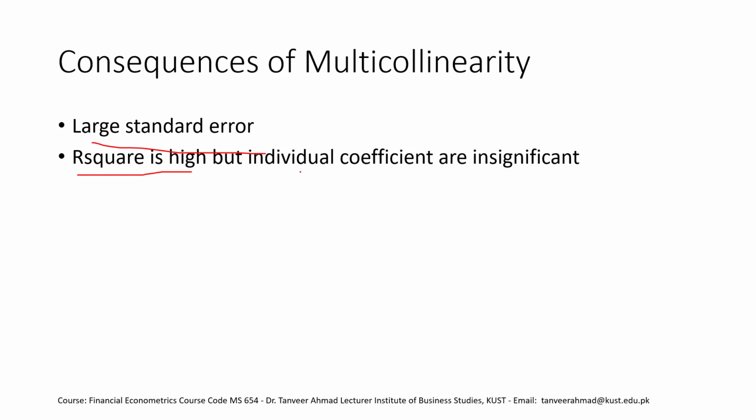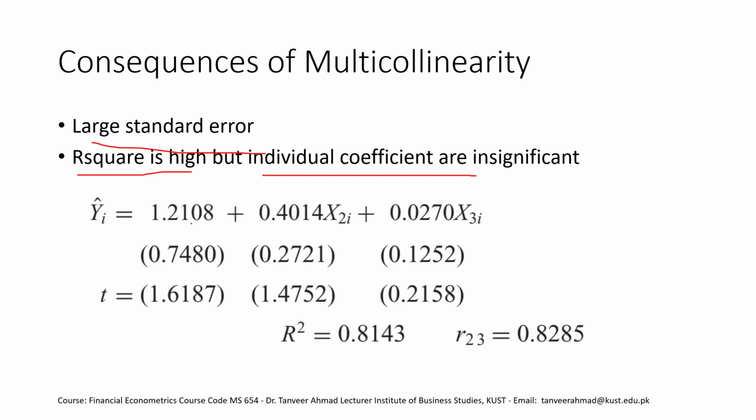Mainly the R square would be higher, but the individual coefficient would not be significant. So for example, in this case, you can see that we have these two independent variables. Their coefficients are insignificant. They are lesser than 1.98 to be significant at 5%. This one is also lesser than 1.98 to be significant at 5%. But we see that R square is higher, it is 0.81.